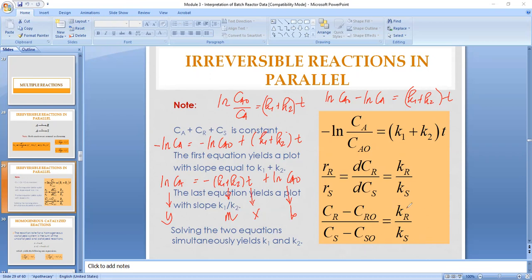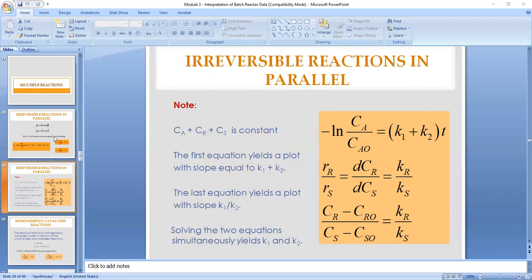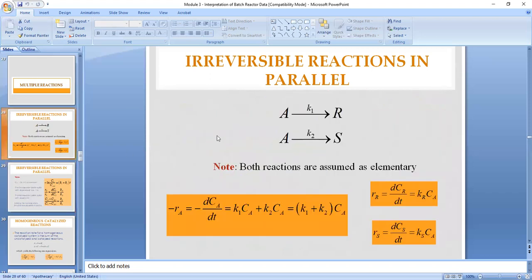Though you see here, class, that your ratio of the rate constants are in terms of R and S, in terms of stoichiometry, if I erase, you could see that if k sub 1 and k sub 2 are the rate constants based on component A, and k sub R and k sub S are the rate constants based on R and S, in terms of their stoichiometric relationship, it's just 1:1.